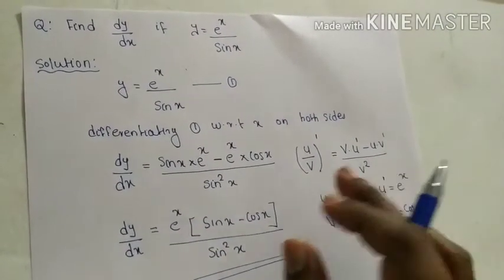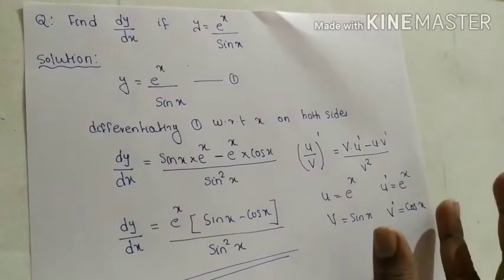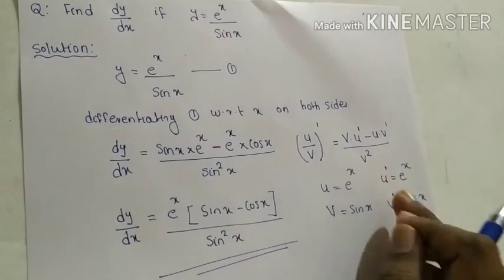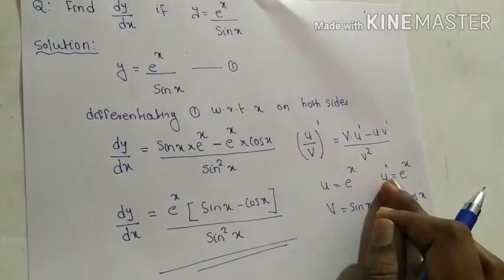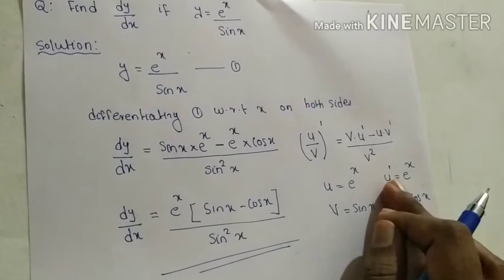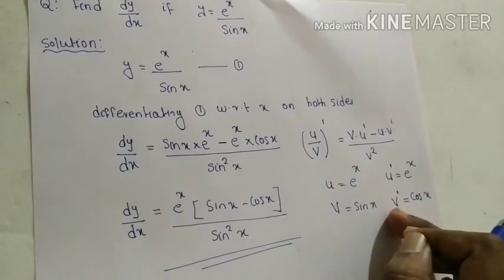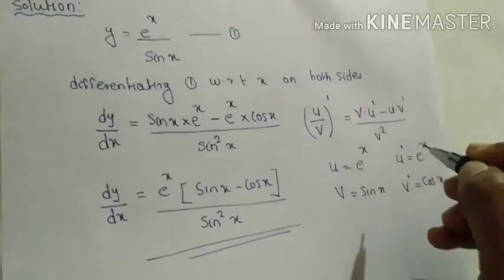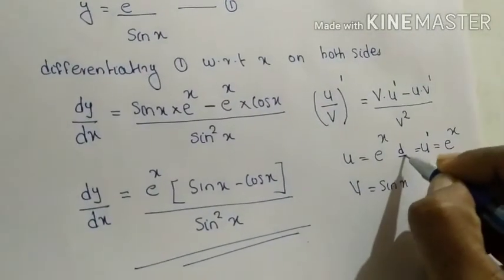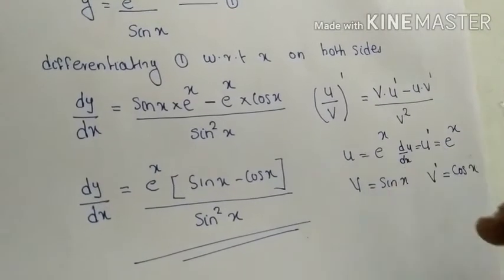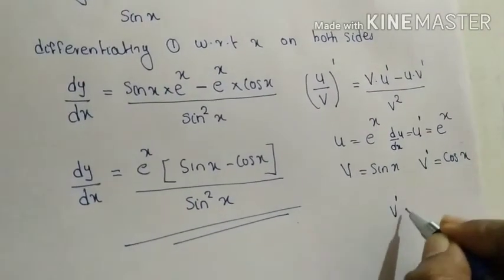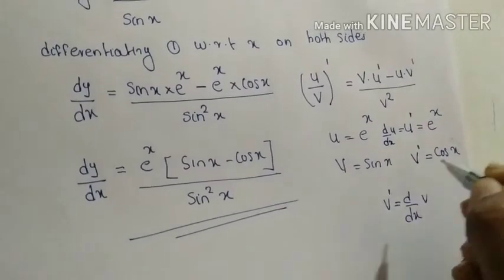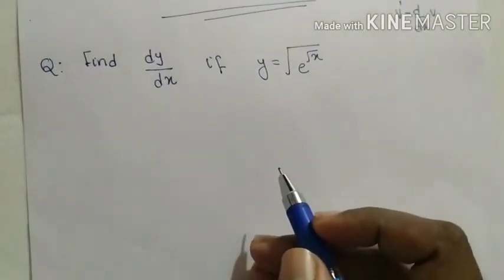We know that the derivative of e raised to x is e raised to x itself and the derivative of sin x is cos x. Here u dash and v dash represent the derivative of the numerator and derivative of the denominator. It's another representation: u dash is d by dx of u and v dash is d by dx of v. Okay. This is our next question.